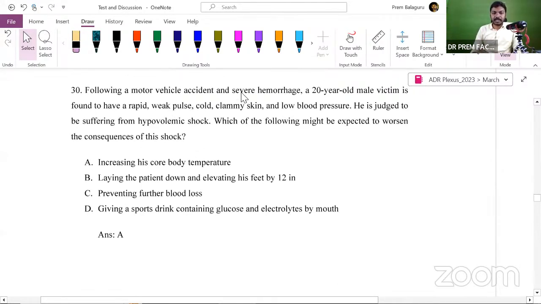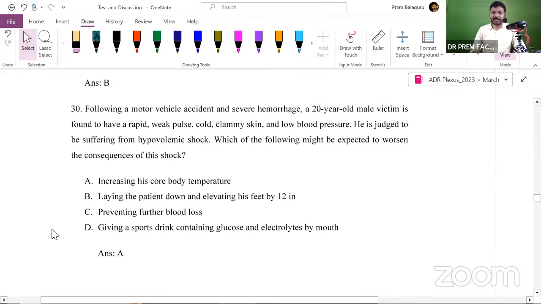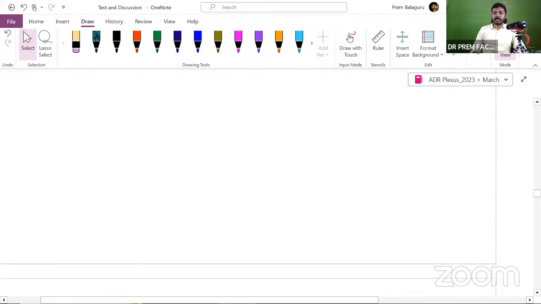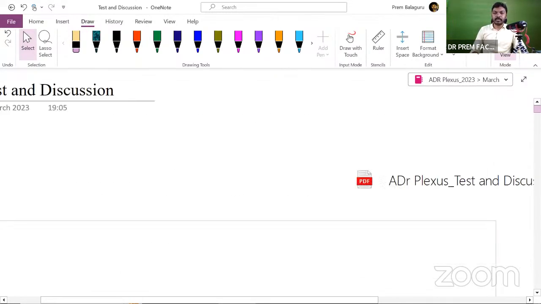Following a motor vehicle accident, what's going to happen? There is a hemorrhage and there is a shock onset. And what are all the possibilities that worsen the shock? Option A, increase in core body temperature, is the right answer. So that's the first 30 questions, and we are going to address the first 30 questions, and then take a break, and we'll come back to the next 30 questions in the second session after a small break, guys. So without much delay, we'll start on our discussion.